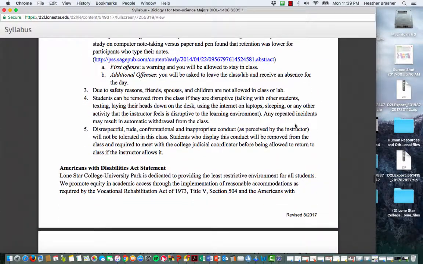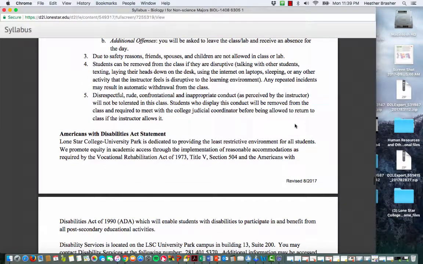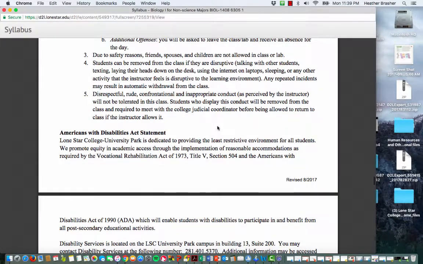You can't allow friends, spouses, or children in the class or the lab due to insurance reasons, so please keep that in mind. And the biggest thing, don't be rude, disrespectful, confrontational, or inappropriate to anybody. That includes me, but that also includes your fellow classmates. If someone asks you for help, be a good Samaritan. Help them. You never know when they may need to help you back, right?